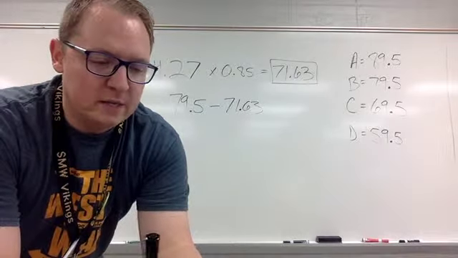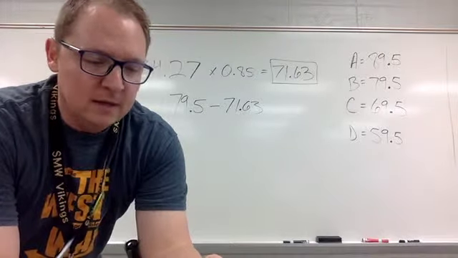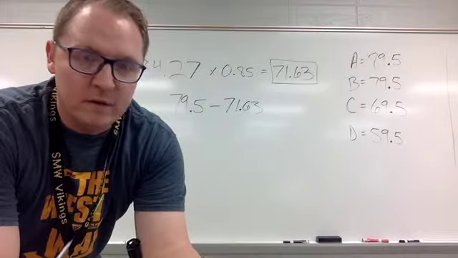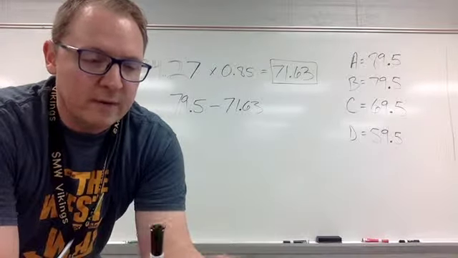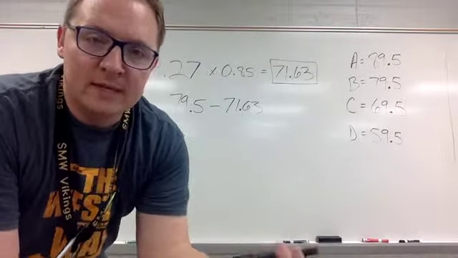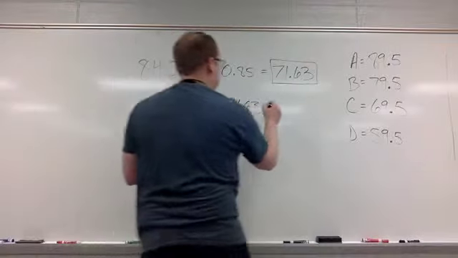Okay, for me, when I do 79.5 minus 71.63, I end up with 7.87. This should be a small number.